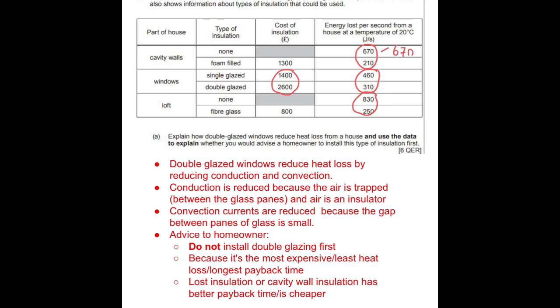So you do 470 take away 210. For these ones you do 460 take away 310. And for this one, you do 380 take away 250, and that would just show the amount you saved from installing this. And you'd find the one from the double glazed windows is the smallest amount of energy saved, whereas the others save a lot more, but it's the most expensive. So that is how you get your 6 marks.